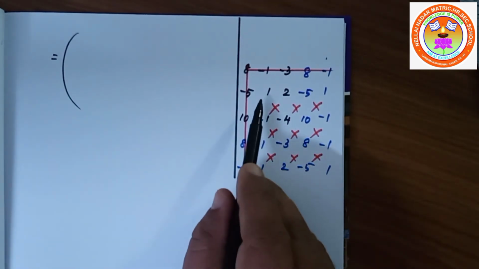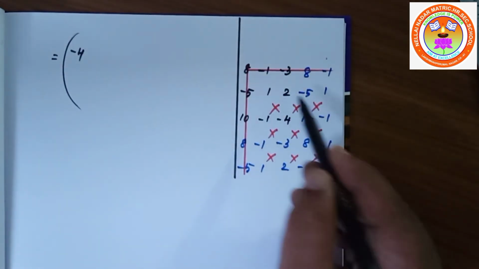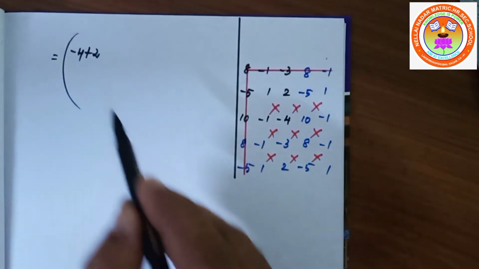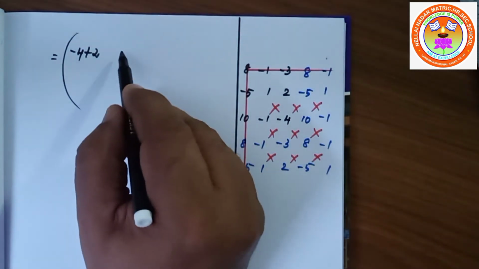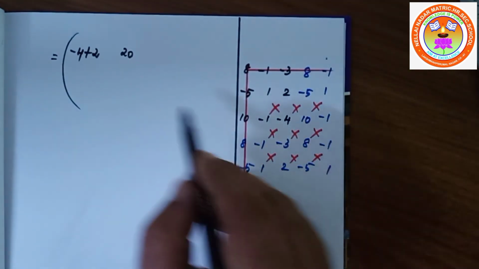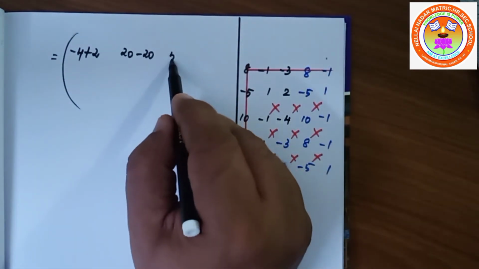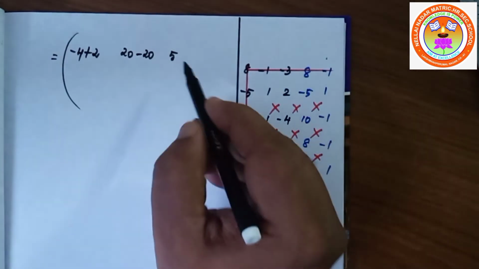If you multiply these two, you will be getting 1 into minus 4, that is minus 4, right, as it is. Then minus 1 into 2, minus 2 becomes plus 2. Then 2 into 10, that is 20, right, as it is. Minus 4 into minus 5 is plus 20, you have to write minus 20. Then minus 5 into minus 1 is plus 5, right, as it is. Then 10 ones are 10, becomes minus 10.